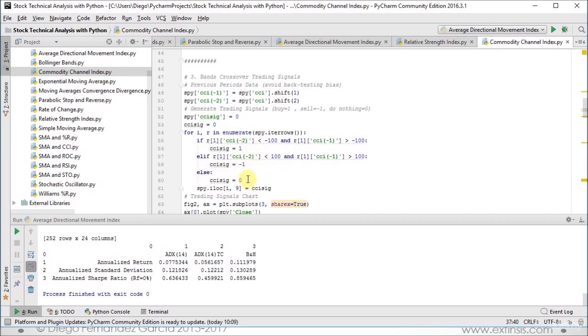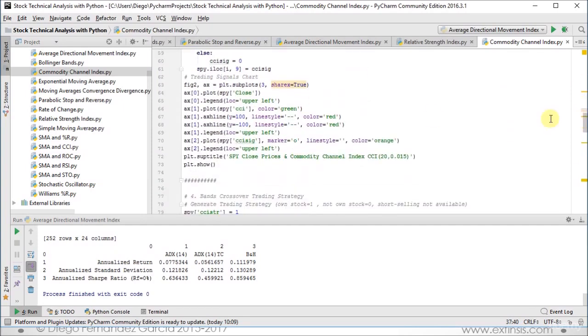We also are updating in each of the for loops and the corresponding rows our original data frame for the signals. Then we're going to do our corresponding trading signals chart. Again, 3 subplots, first close prices with their legend. And then we have our second chart at position 1, which is our commodity channel index colored in green to differentiate from those prices. And we're having 2 horizontal lines, one at 100 and the other one at minus 100, dash type and red so that we identify the thresholds.